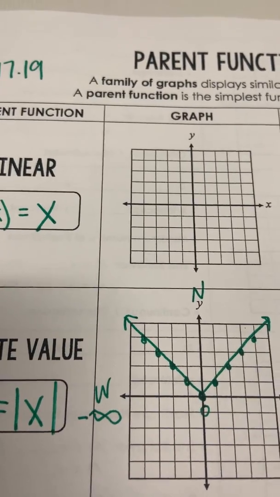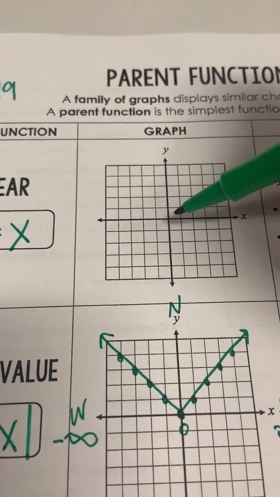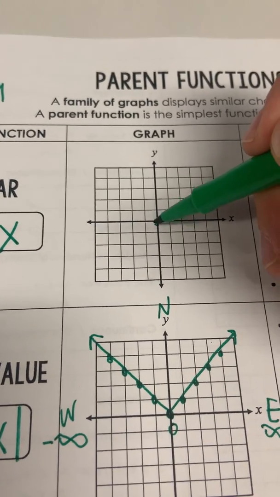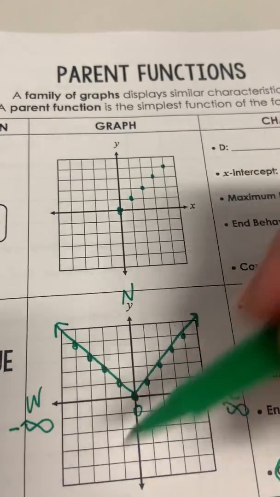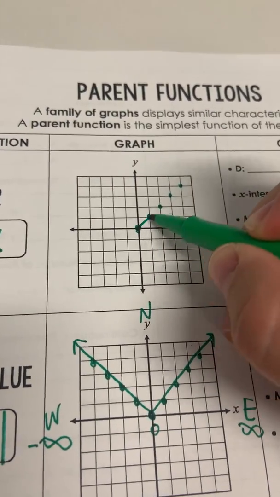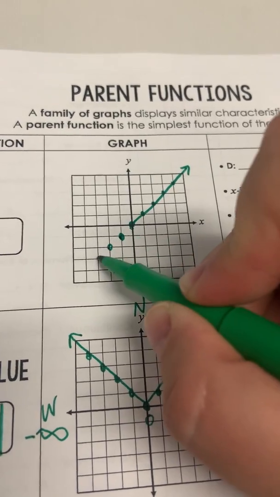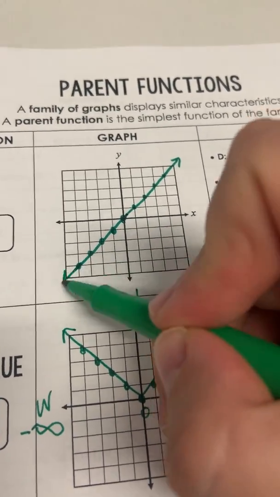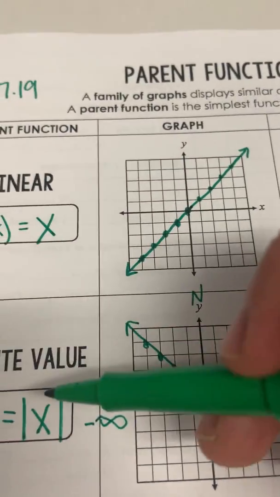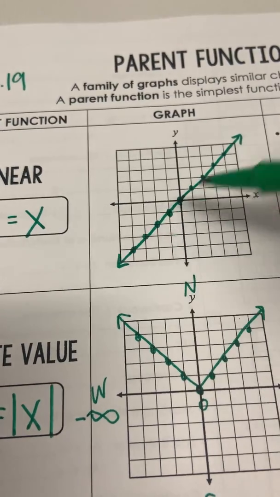To graph this, you can generate a table on your calculator. It starts at 0, 0, then 1, 1, 2, 2, 3, 3, 4, 4, just like our absolute value graph did. But the difference here is that it's going to go down in this direction and not back up like the absolute value. That's because the characteristic of absolute value is you put a number in here and the output's always positive. So this is our linear function.